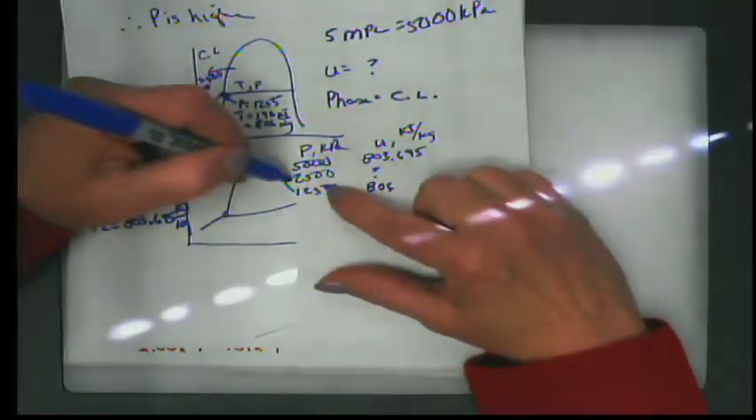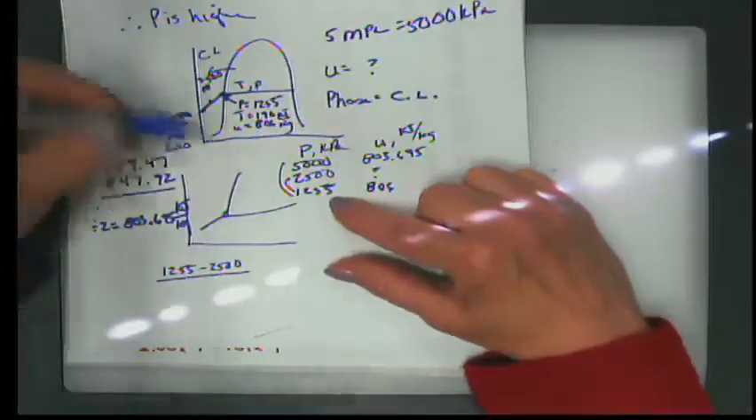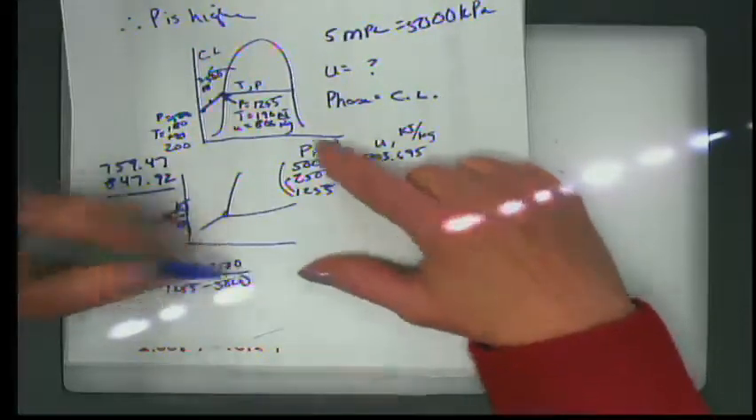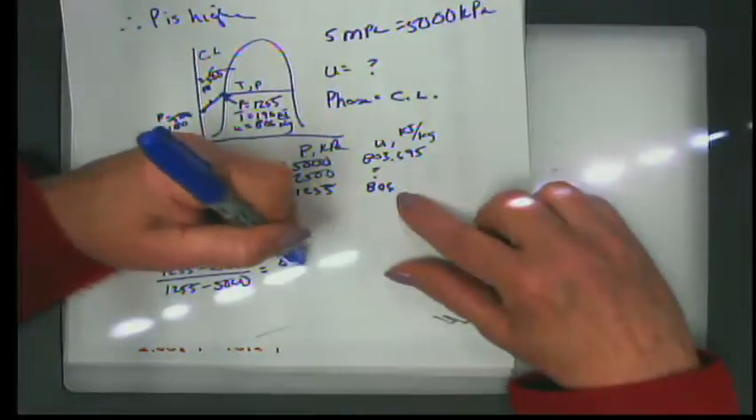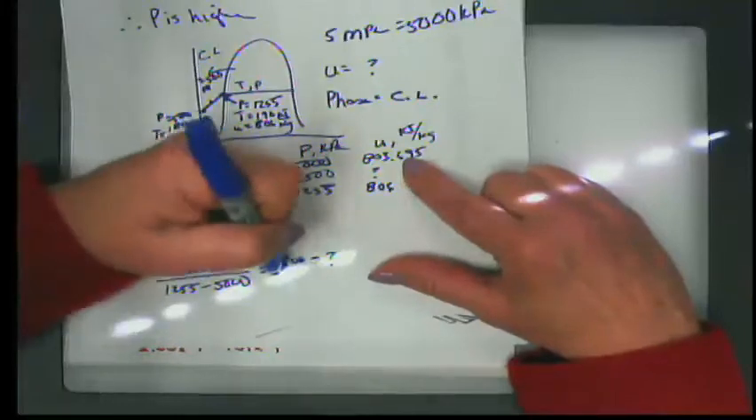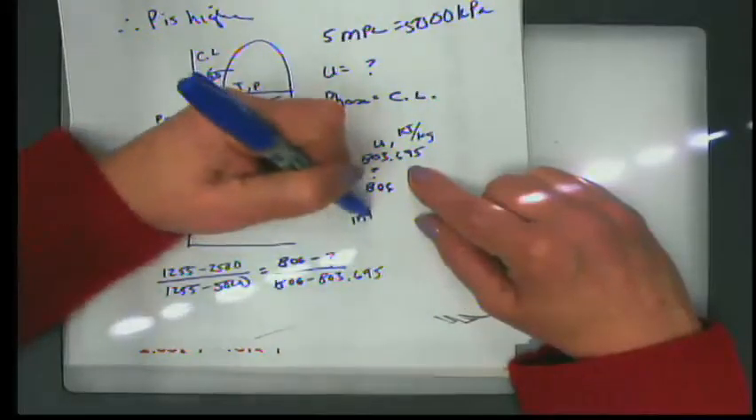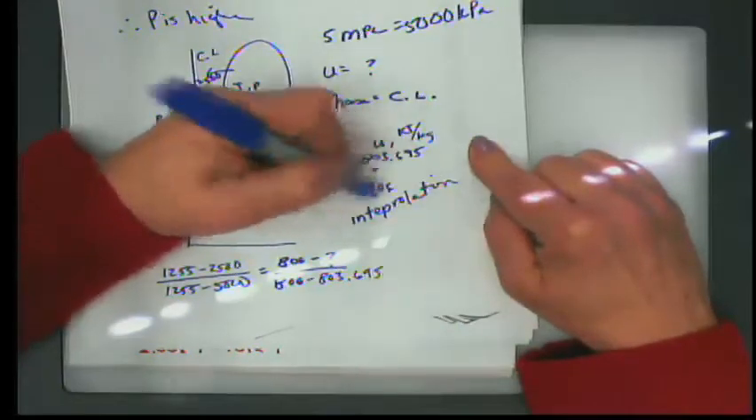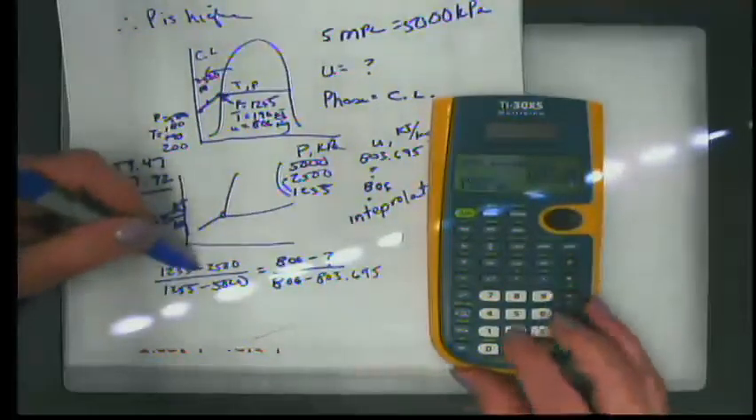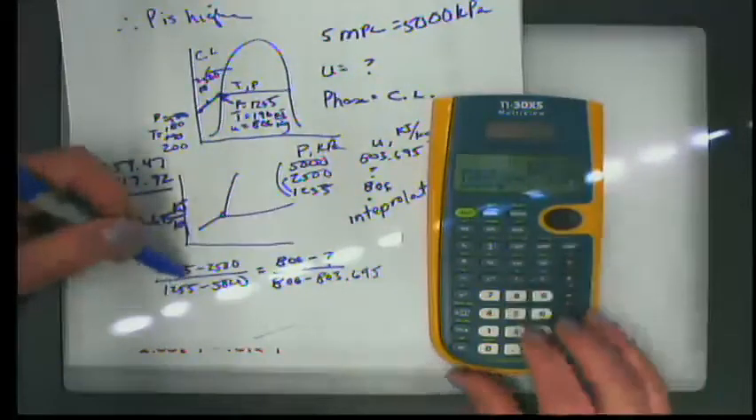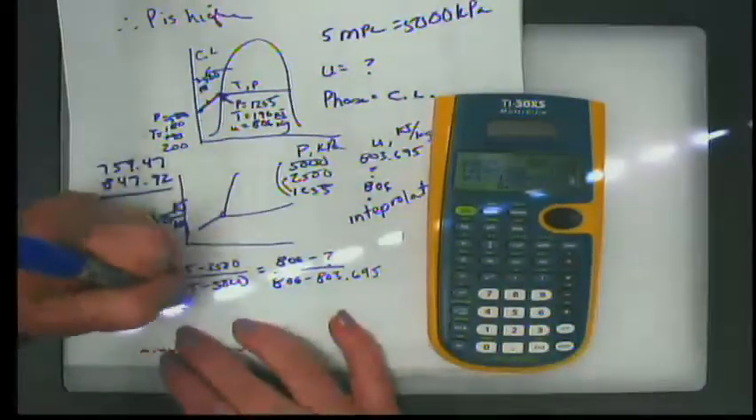So what we do is we find the ratio between this and this compared to this. So we take 1255 minus 2500 and put that over 1255 minus 5,000. So that's the percent that this number is from here compared to this number from here, the whole amount. Then I set it equal to 806 minus whatever our question mark value is, the U value that we want, over 806 minus 803.695. This process is called interpolation. Okay? So if we find this ratio, 1255 minus 2500 divided by the quantity 1255 minus 5,000, we find that that ratio is 0.3324.